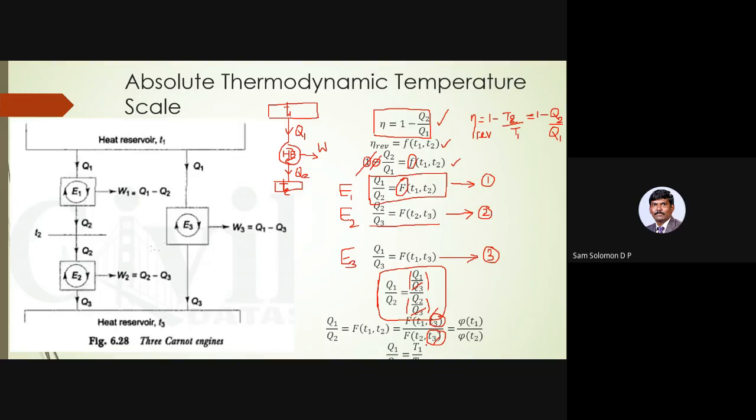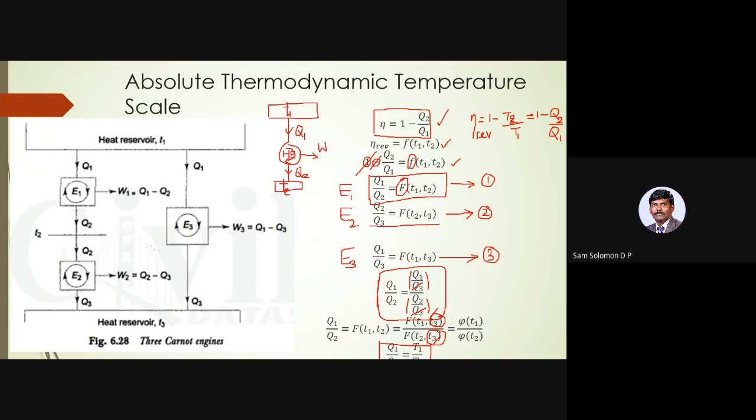Okay. And that is how the thermodynamic temperature scale came into existence. And what is the significance of this is, see, my temperature is simply dependent on the heat supplied and the heat rejected. Nothing else. It is not dependent on any other thermometric property. It is not dependent on resistance. It is not dependent on coefficient of thermal expansion.